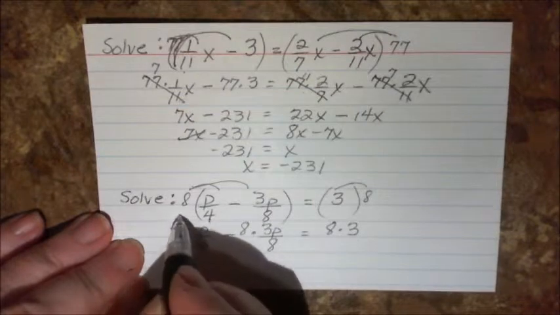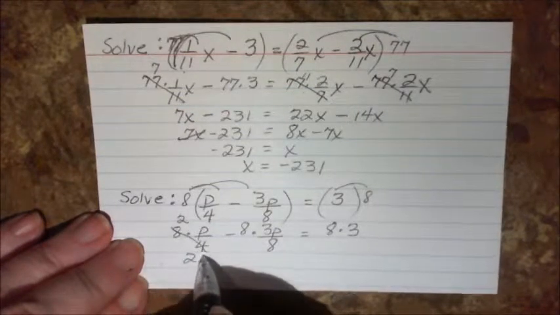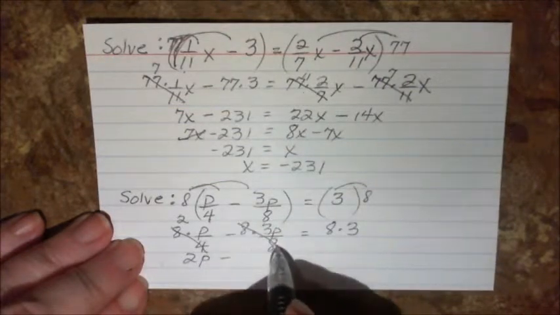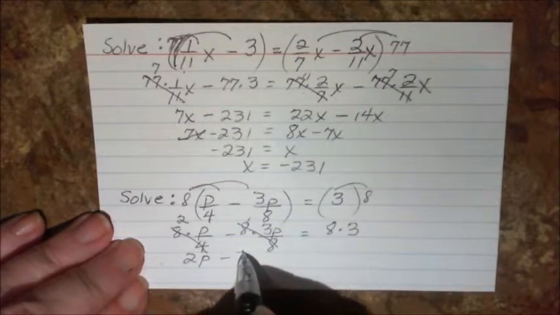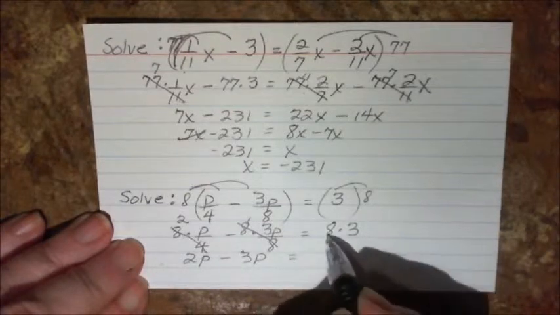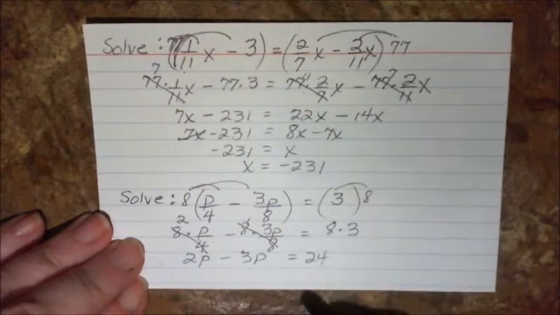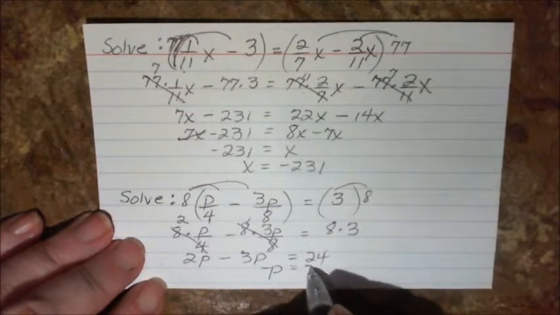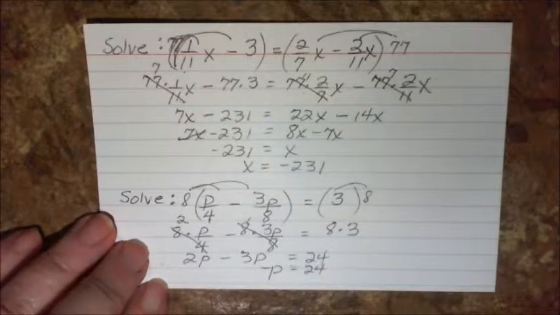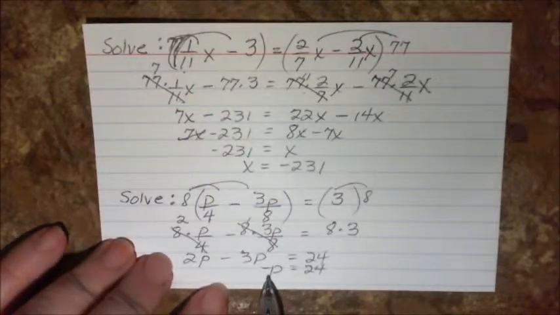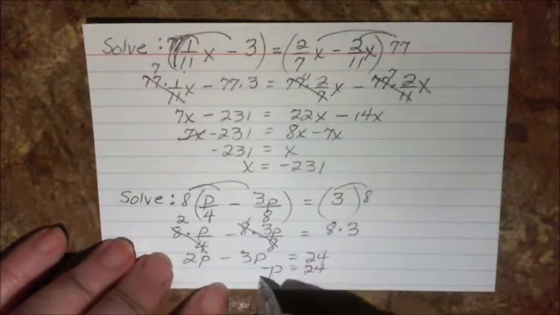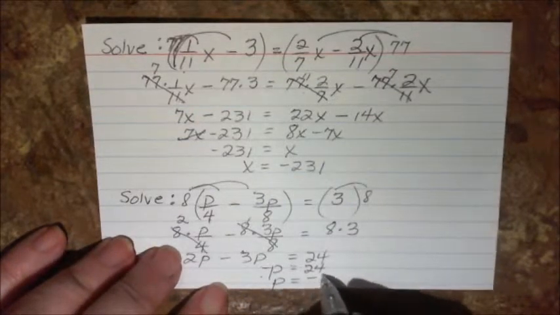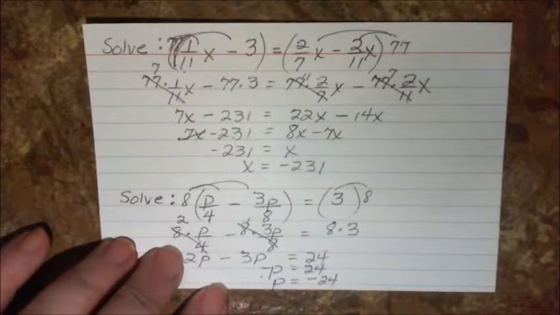So 8 divided by 4 leaves 2, 2 times p, and bring your minus sign down. 8 divided by 8 leaves 1, so this is 1 times 3p, and 8 times 3 is 24. Like terms here, collect for negative p is equal to 24, and we want a positive p, so we'll divide both sides by negative, or multiply both sides by negative 1. Either one, that would give us p is equal to negative 24.